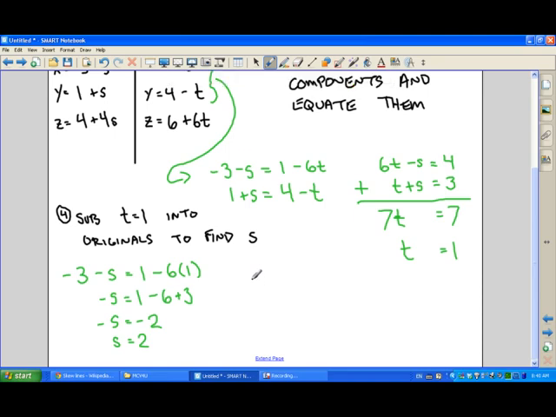And now that I've solved for s and t, I'm going to sub s equals 2 and t equals 1 into the original 6 parametric equations.